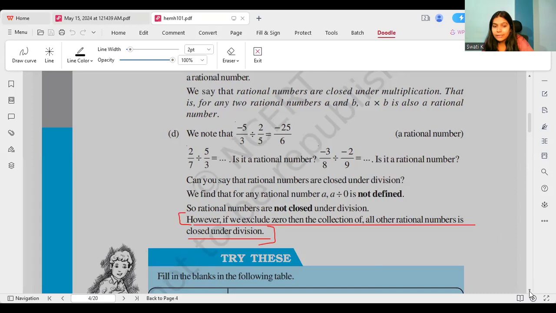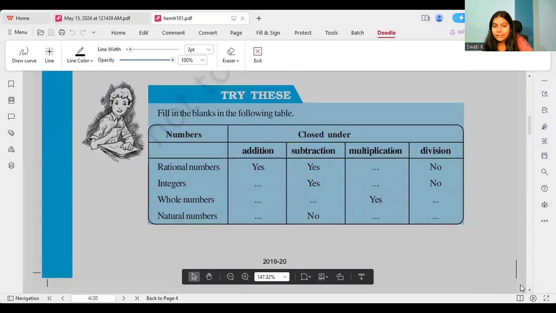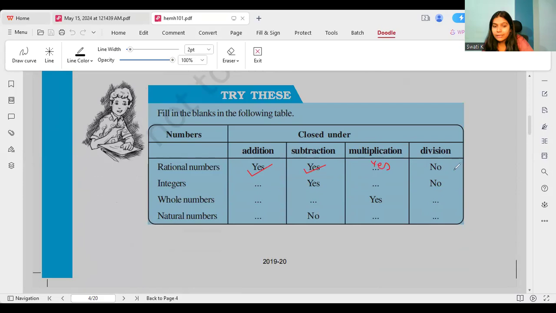All right, so now it says try these. So fill in the blanks. For rational numbers, addition, yes. For subtraction, yes. For multiplication, yes. For division, it is written no. But you can say that it is actually yes with an exception of 0. Because they are not considering maybe the exception, that is why they have written no.